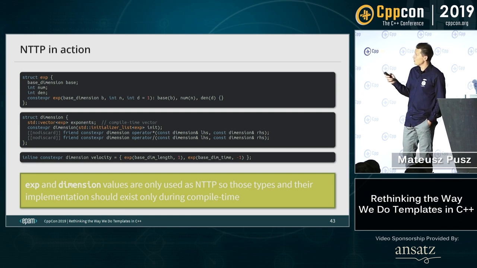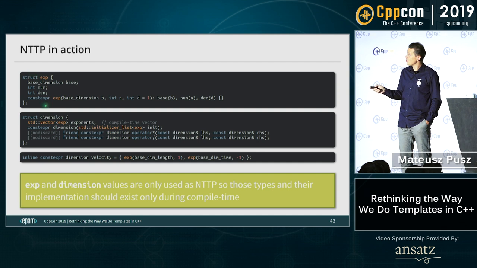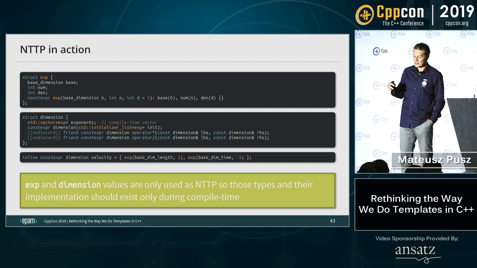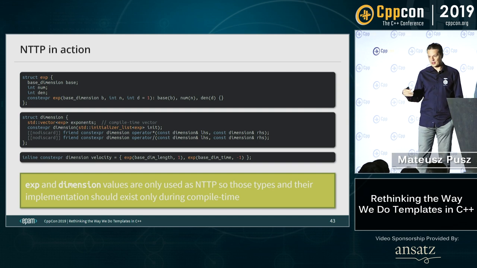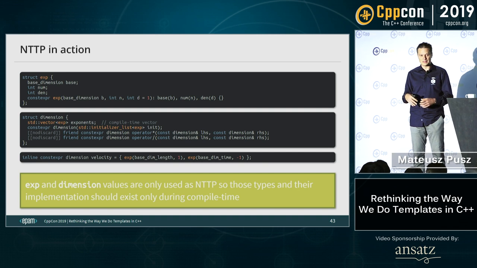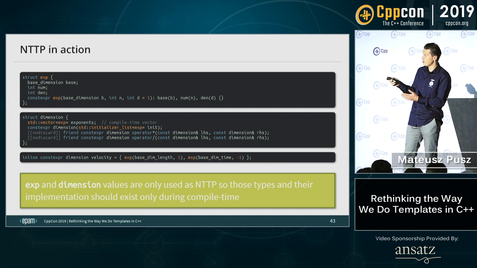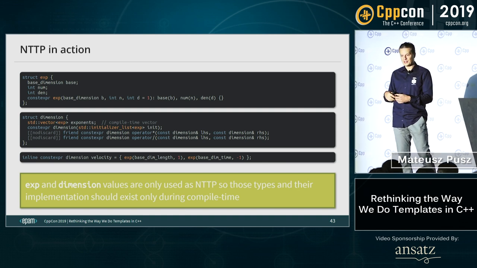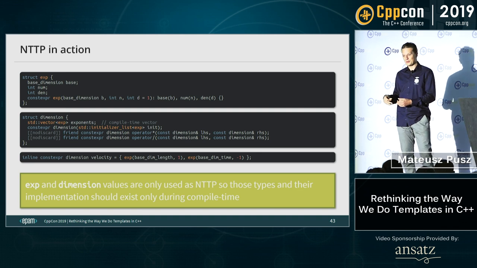Why do I show you those classes here? Because those classes are meant to be used only at compile time as NTTP types. They shouldn't be used at runtime because they don't make any sense for runtime. These are meant to provide only compile time context for a metaprogramming library. Having constexpr classes here makes it possible to use them at runtime. People will start to use it because you give them the ability to do that.